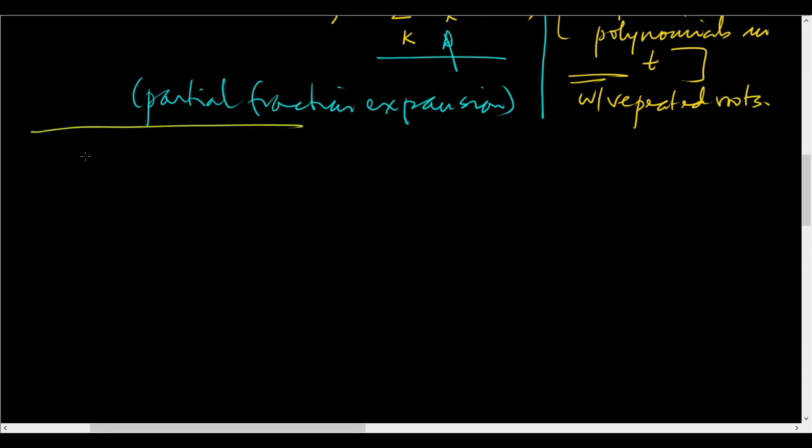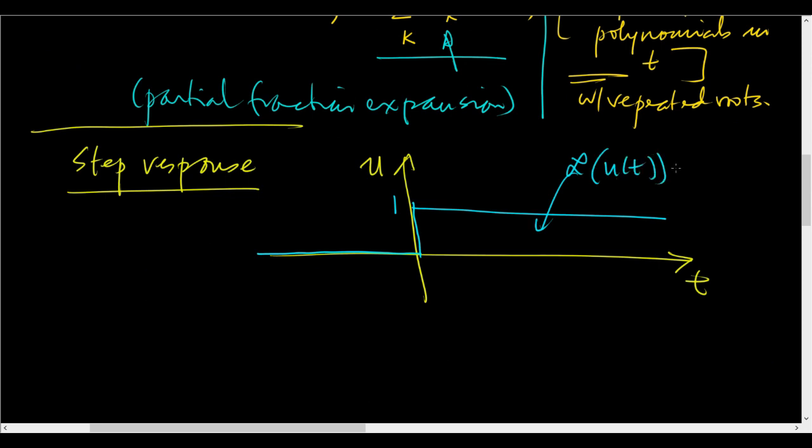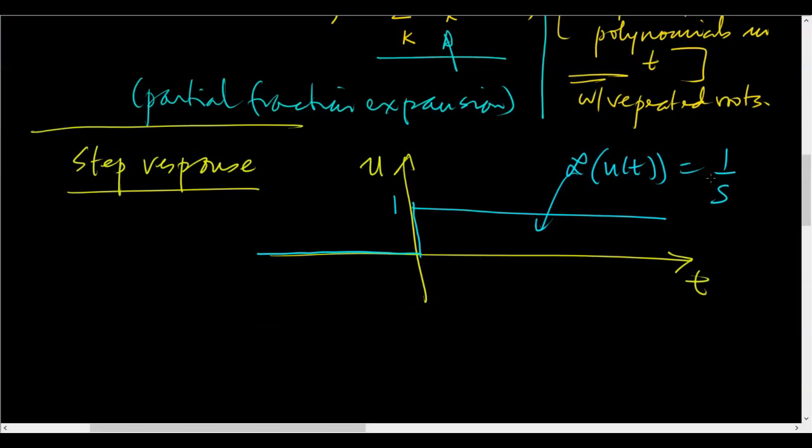What happens for a step response? Step response means u of t comes in at 0, jumps to 1, and goes like this. So the Laplace transform of this is 1 by s. Let's go to Maple, which is a software package that does calculations of an analytical nature. The Laplace transform of 1 is 1 by s. That's what I'm using here.